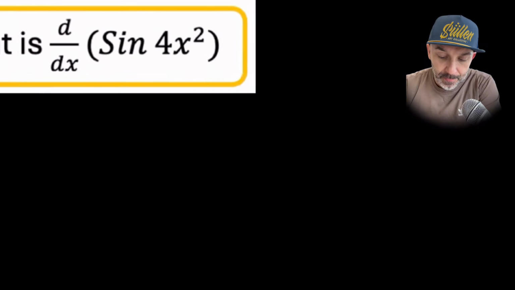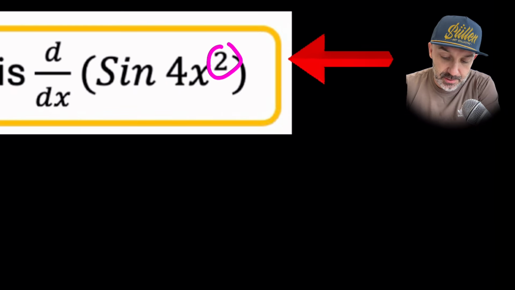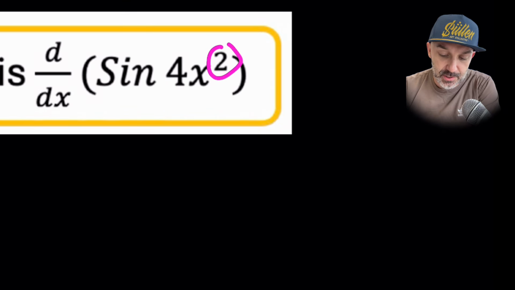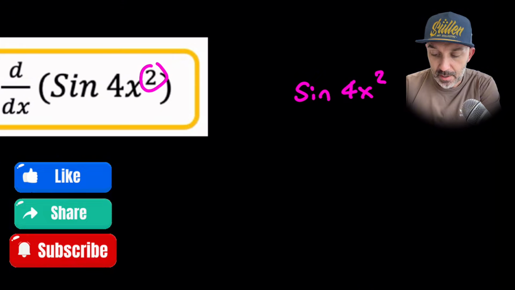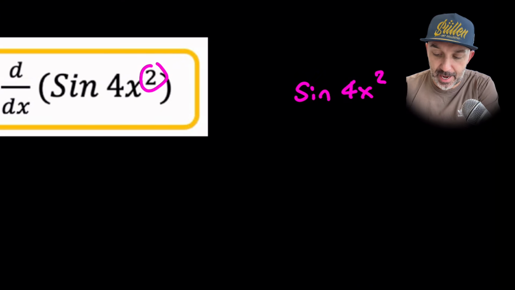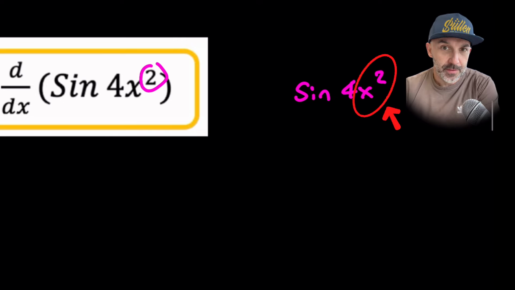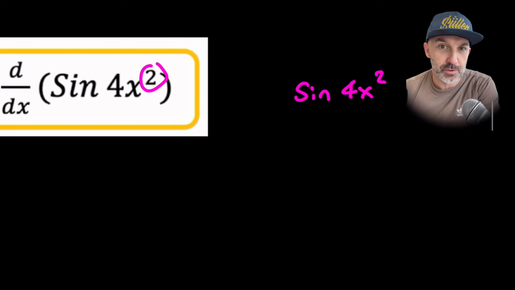Finished. Question 2. The derivative of sine 4x squared. Now, I want you to pay close attention to this squared. This is just the x value squared. It is not the full function squared. Okay, so even if there is no brackets and you just see this, okay, the squared is associated with the x and not squaring the entire trig function. That we'll see in question 3.